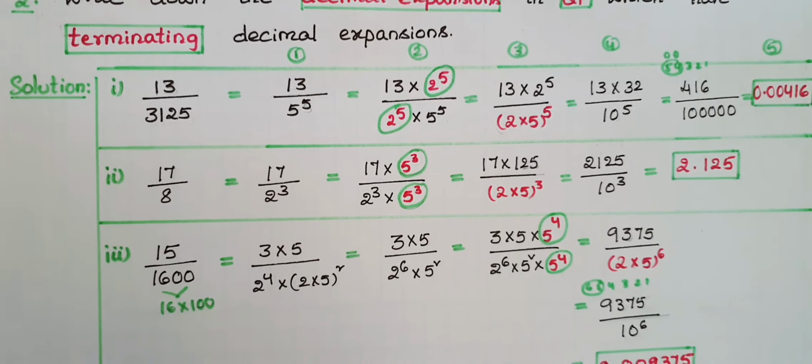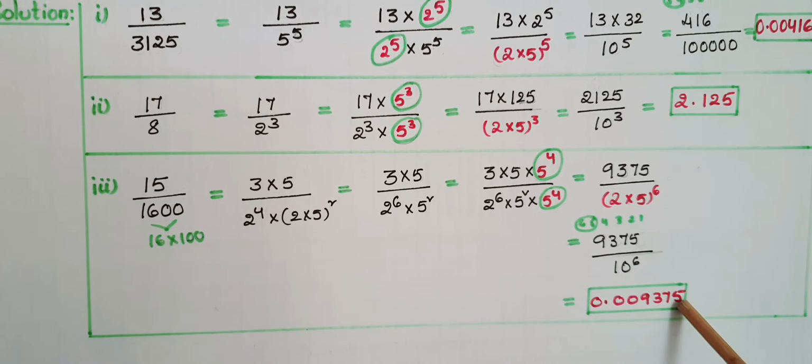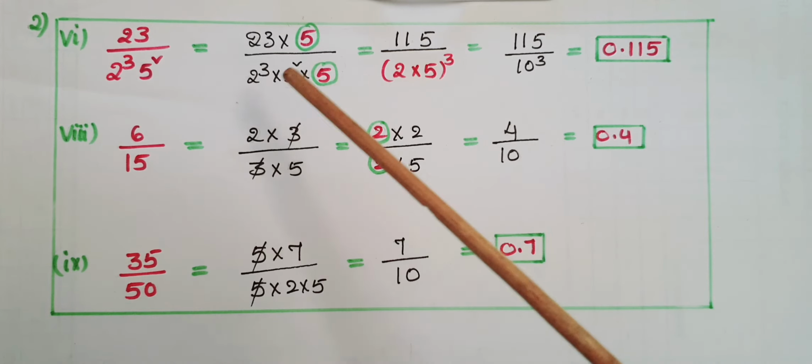Here there are 6 zeros. So you have to put the decimal before 6 digits: 1, 2, 3, 4, 5, 6. That is 0.009375. Next one is 23 by 2 cube into 5 square.